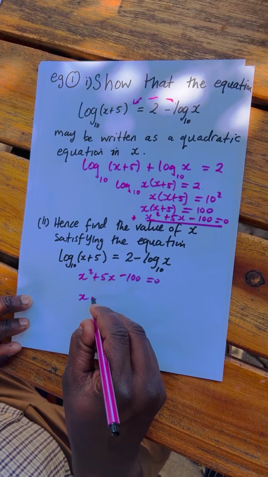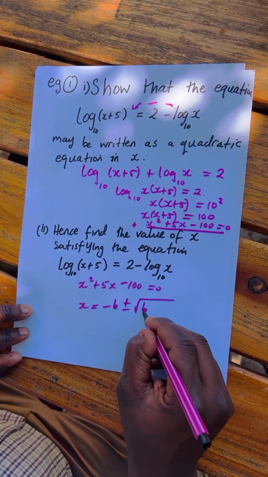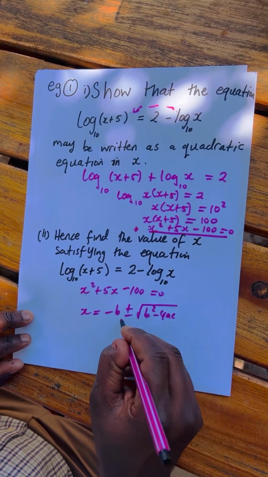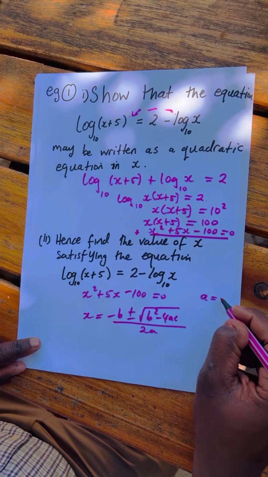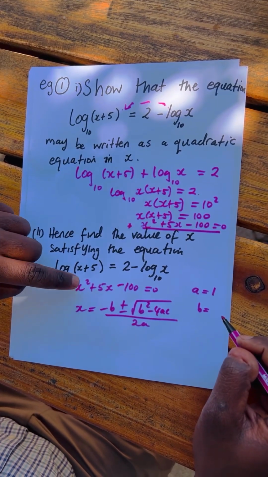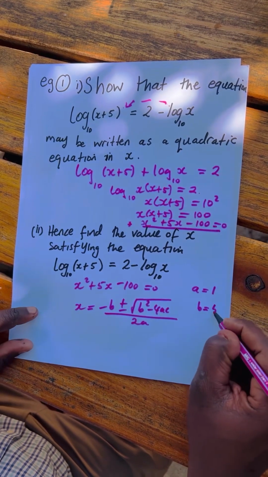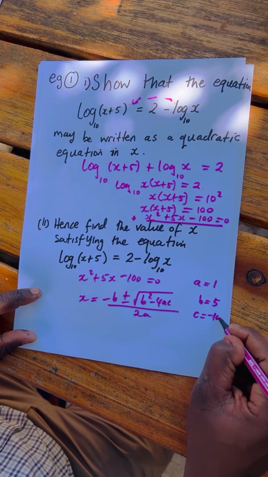We are going to use the quadratic formula, minus b plus or minus the square root of b squared minus 4ac, over 2a. My a is the coefficient of x squared, which is 1. b is the coefficient of x, which is 5. c is my constant term, which is minus 100.